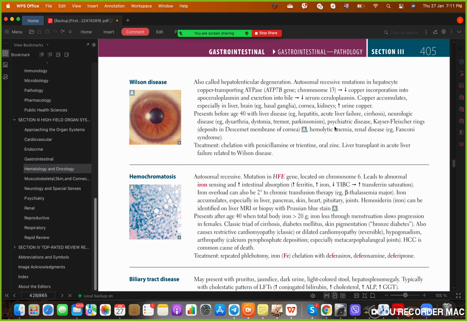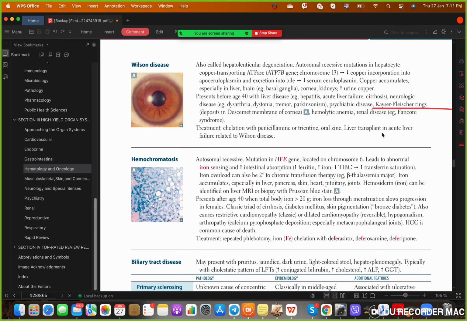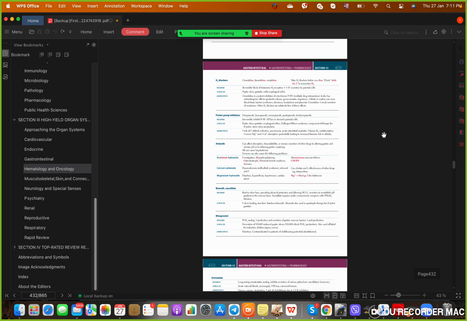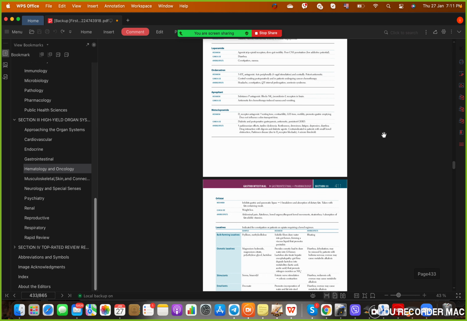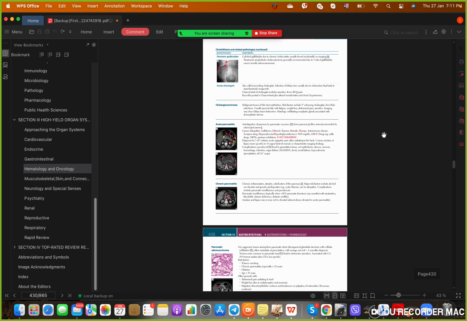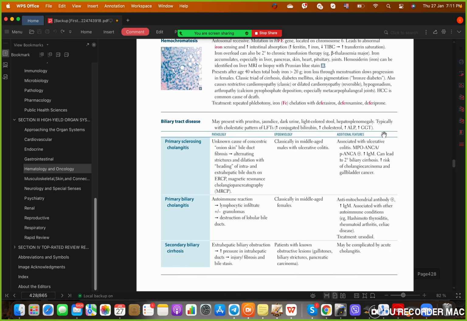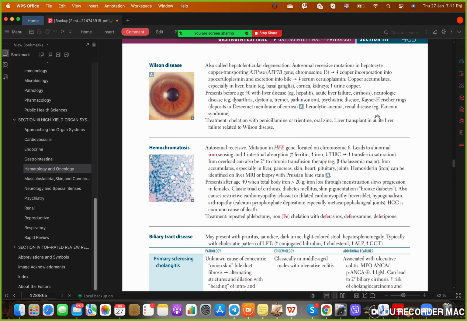Okay, so psychiatric disease can happen as well. Kayser-Fleischer ring: there will be a deposit inside of the Descemet membrane of the cornea, which is the lowest layer of the cornea. Hemolytic anemia and renal disease like Fanconi syndrome can occur at the most. Does anybody remember at which tubule we have Fanconi syndrome? The proximal convoluted tubule, absolutely.